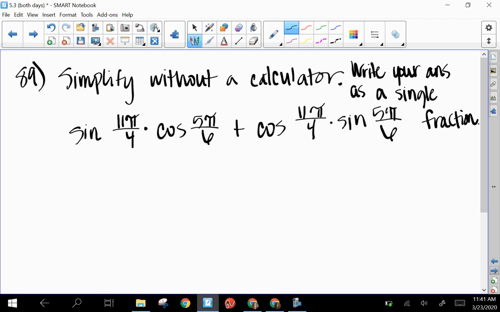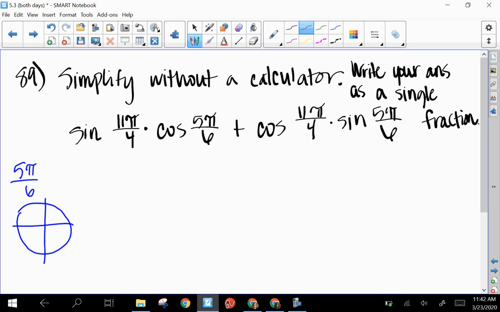I am seeing 2 angles consistently identified throughout. One of them is 11 pi/4, and one of them is 5 pi/6. So I'm going to go off to the side. I think it would be important for us to figure out where is 5 pi/6. What does that look like? So we have more information there.